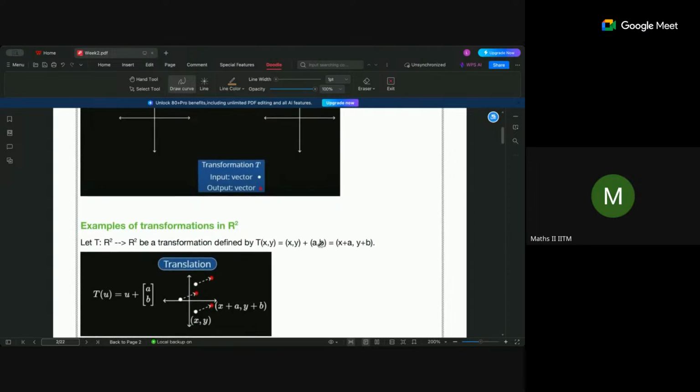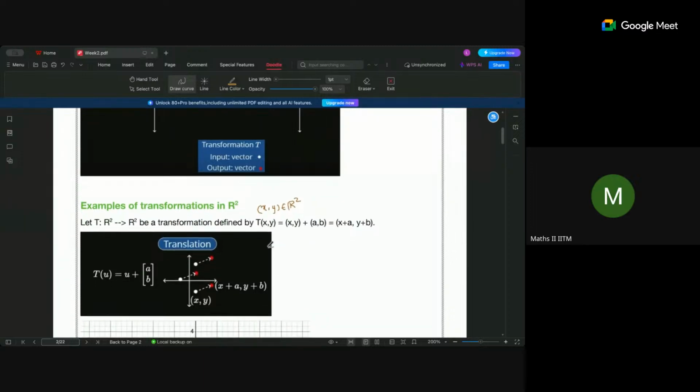So let us see, for example, here let us define the transformation in this way. T of x comma y, you are taking an element from R2. Now, how are we defining translation? What is translation? First of all, translation means simply moving from one point to another, right? We are just shifting the position. So now we are moving every point in R2 by adding a comma b. Every point is going to be shifted to x plus a comma y plus b, right?